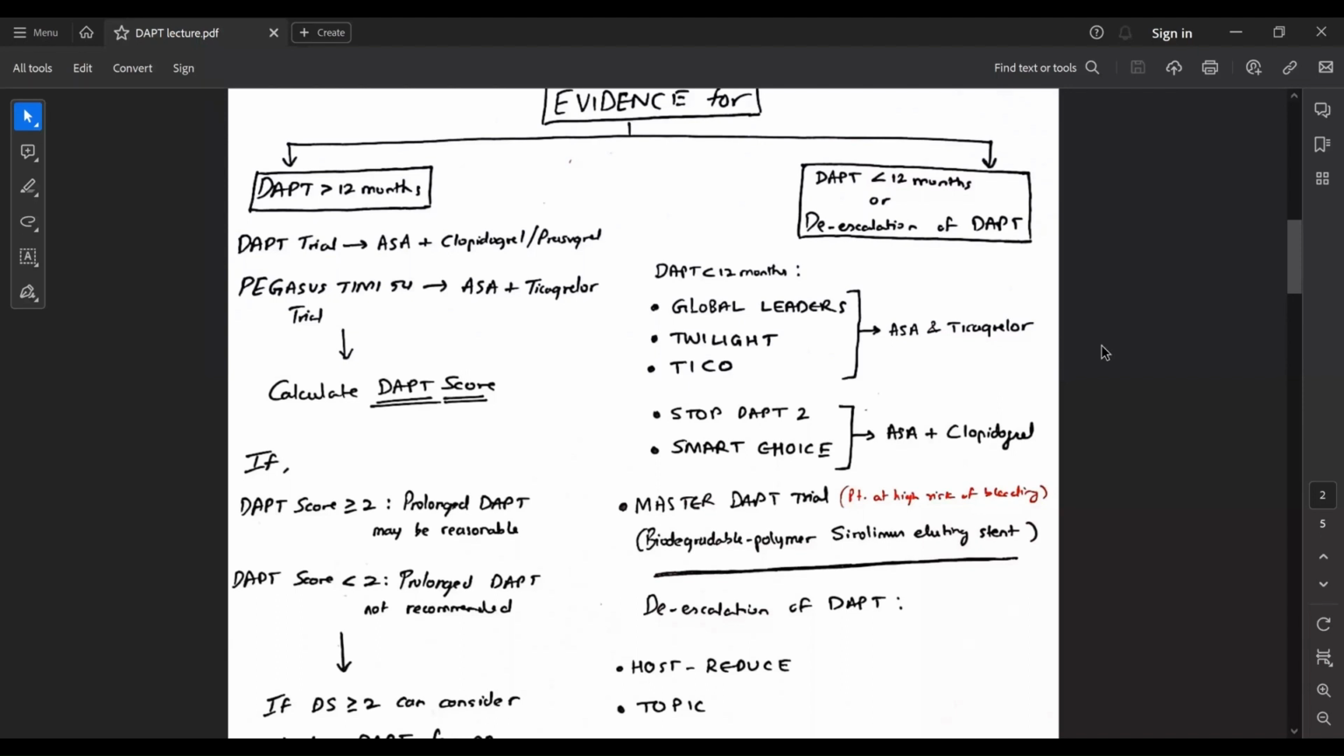Now, coming to the topic of using short-term DAPT, that is DAPT less than 12 months. Let's discuss some of the evidence in short that we have. First is the GLOBAL LEADERS trial.